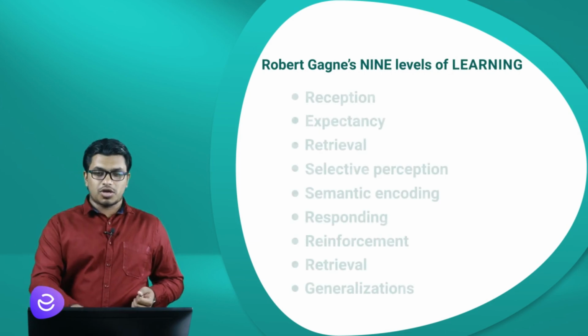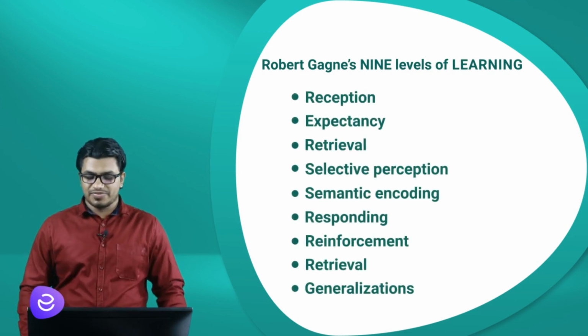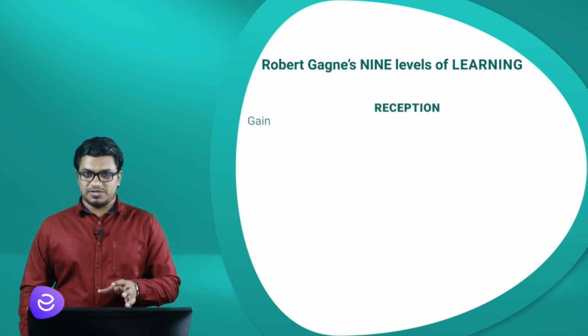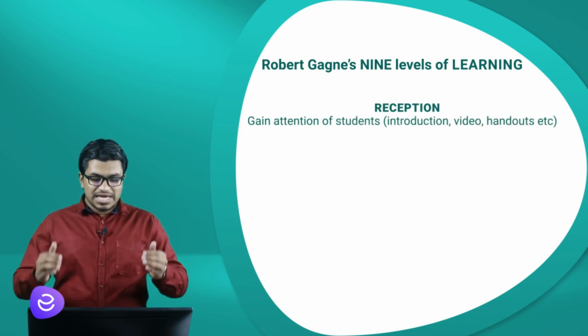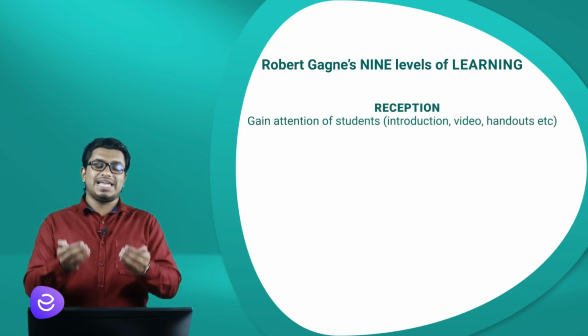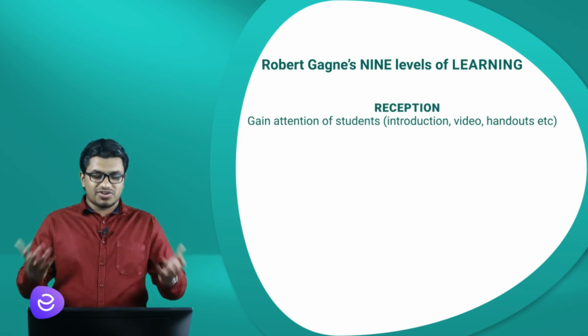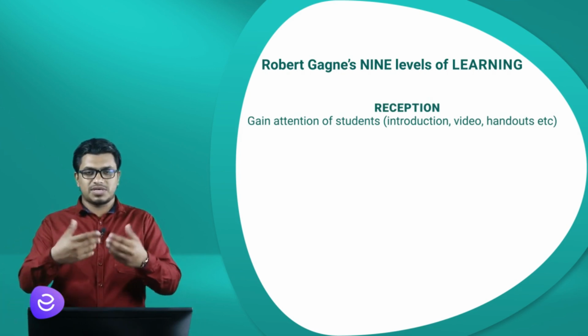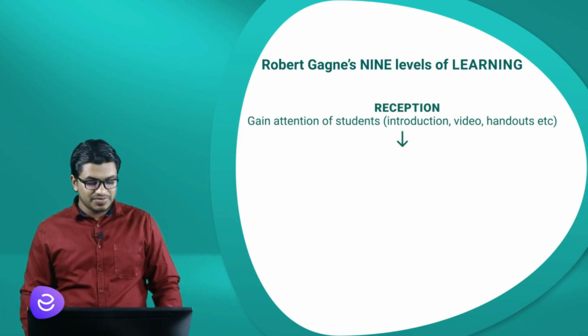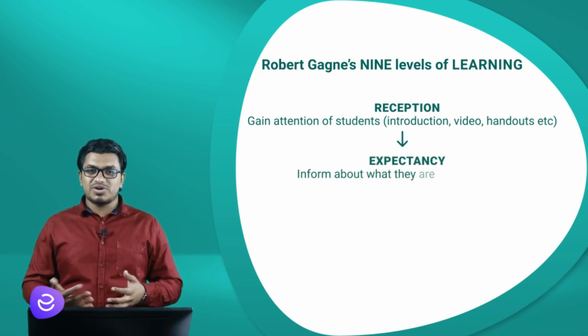Let's look at the first one, Robert Gagne's 9 levels of learning. The first one is reception. In reception, the teacher gains the attention of students. He gives an introduction video, some handouts, notes, printouts, or something like that. Then the second one is expectancy.